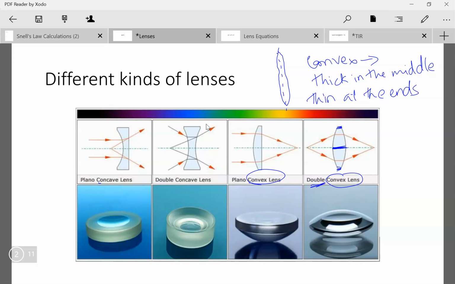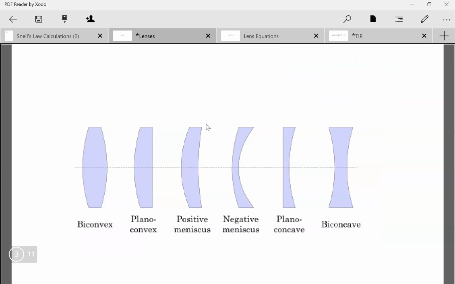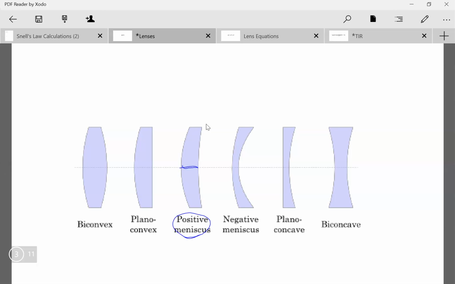You can have a double convex lens where both sides are bulging outward. You can have a plano convex lens where one side goes outward and one side is plane, but still it's thicker in the middle, thinner at the ends. The last kind of convex lens is a positive meniscus lens. Again, thick in the middle, thin at the ends. Positive meniscus is where both sides are curving the same way, but again it will be thicker in the middle and thin at the very tips. So that is also a convex lens.